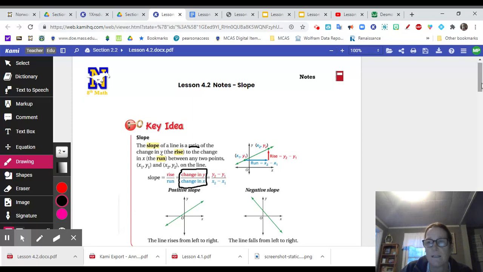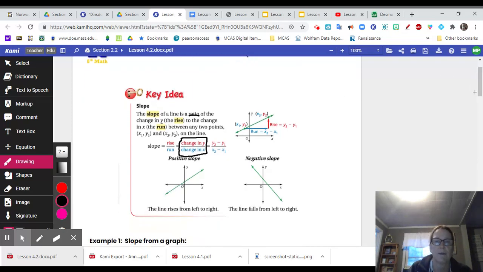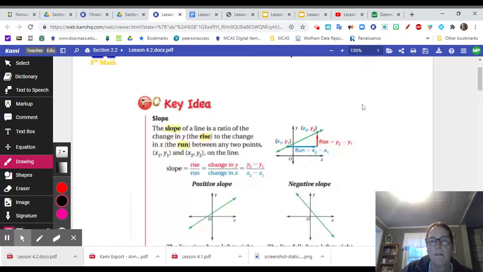It has subscripts. So let's talk about how we read this formula. We say this y sub 2 minus y sub 1. Let me make it a little bit bigger for you all. Okay. So we say this y sub 2 minus y sub 1 over, or divided by, x sub 2 minus x sub 1. What are those subscripts?